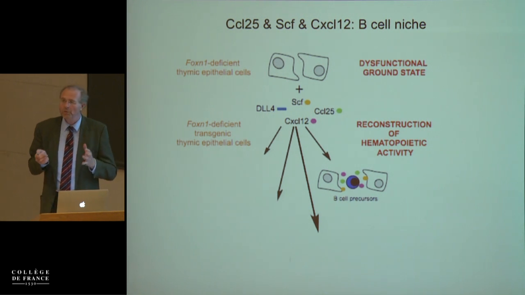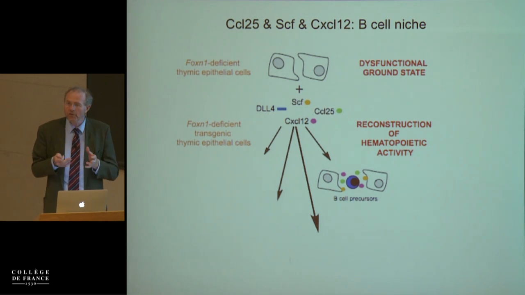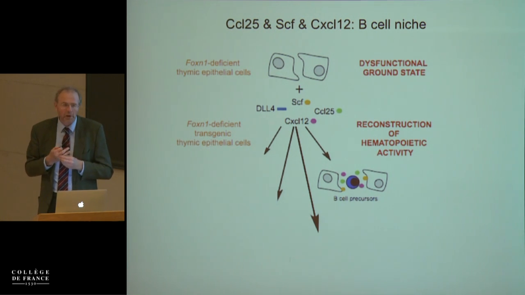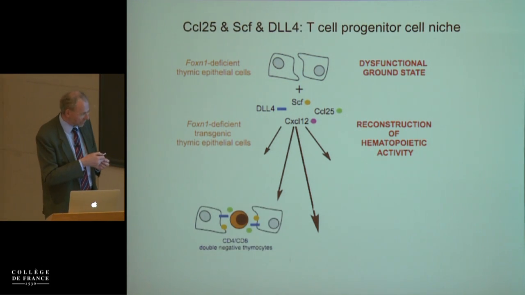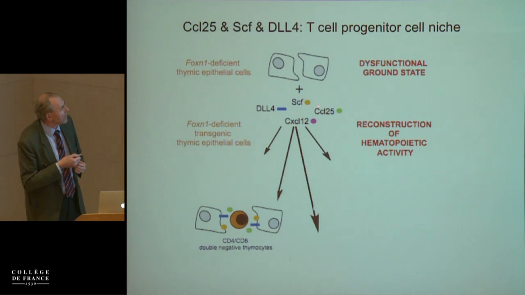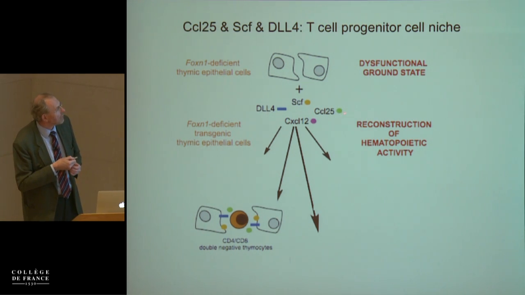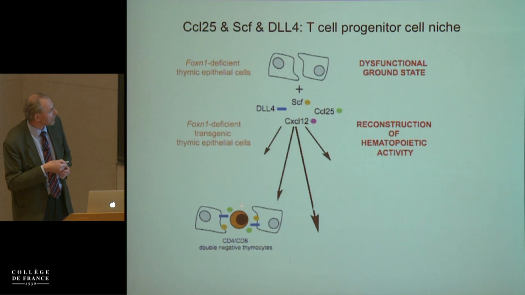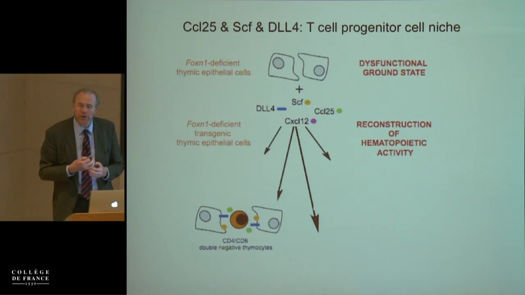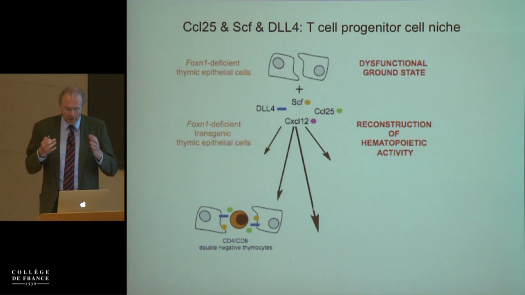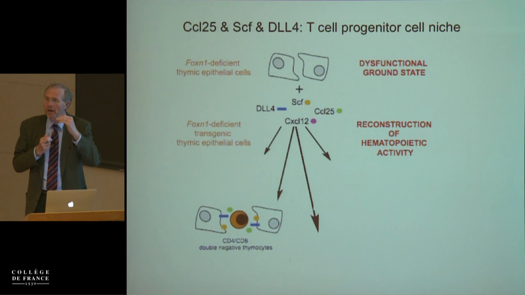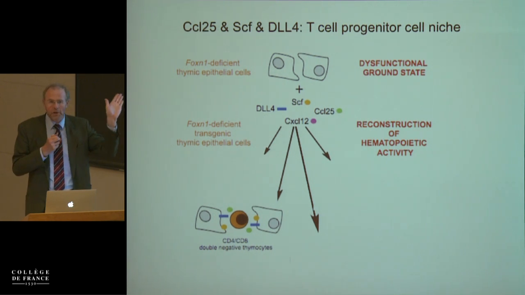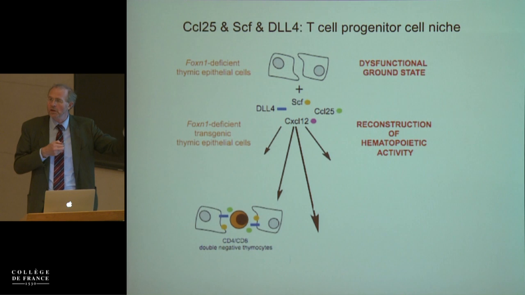And when you look at this by flow cytometry and analyze the cell surface phenotype of these cells, you can be easily tricked and fooled into believing that this is coming from a bone marrow. Next combination. Now we look at delta-like 4, SCF, and CCL25, this particular combination. Now the thymus is being turned into an environment that supports early T cell development, but only to the double negative stage. You've seen these complicated series of stages, but now this is only double negative.